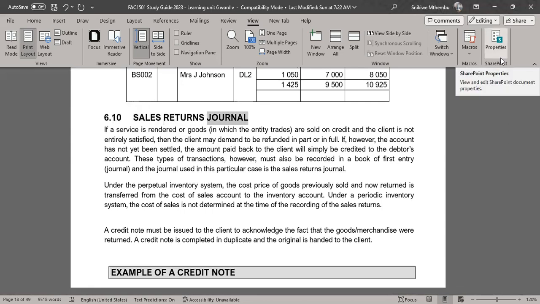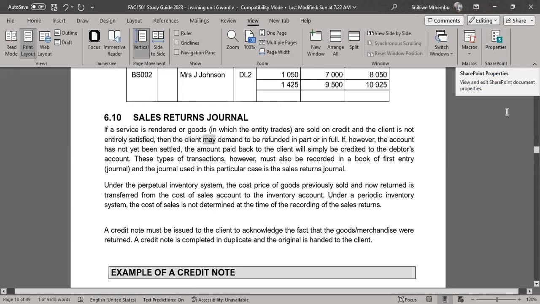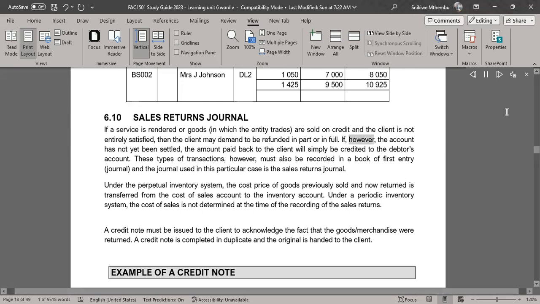Sales Returns Journal. If a service is rendered or goods, in which the entity trades, are sold on credit and the client is not entirely satisfied, then the client may demand to be refunded in part or in full. If, however, the account has not yet been settled, the amount paid back to the client will simply be credited to the debtor's account. These types of transactions, however, must also be recorded in a book of first entry, journal, and the journal used in this particular case is the Sales Returns Journal.